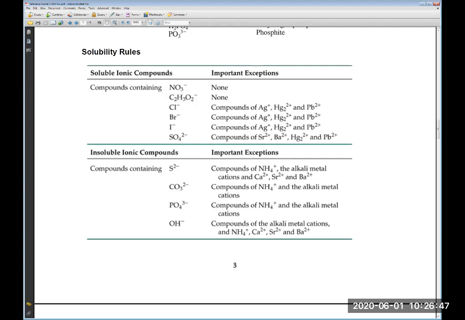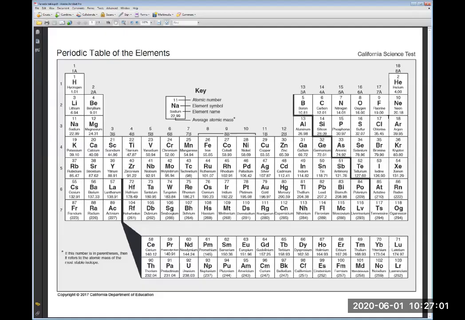So ammonium and the alkali metals always make soluble compounds. Let me remind you what the alkali metals are. Alkali metals are those in group 1A: lithium, sodium, potassium, rubidium, cesium, francium. Typically, they will always make soluble compounds. And then ammonium, which is a polyatomic ion, NH4+.